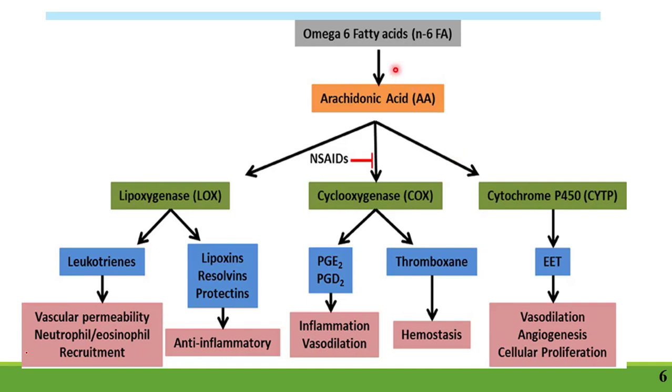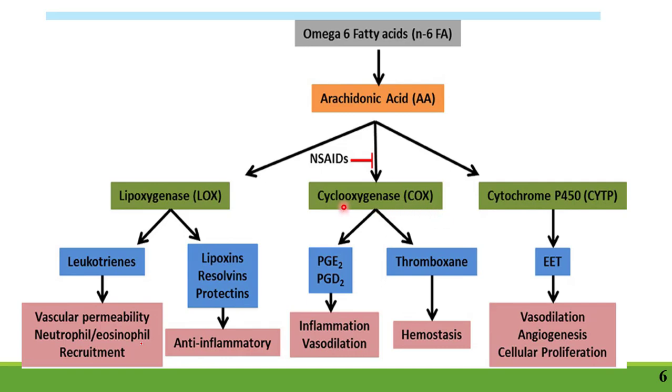Arachidonic acid is a precursor of all eicosanoids. As you can see here, phospholipase produces arachidonic acid from phospholipid, cleaving at carbon number 2 of the phospholipid in the membrane, and arachidonic acid is released. After that, arachidonic acid can go through two pathways, a lipooxygenase pathway and a cyclooxygenase pathway, or LOX and COX.